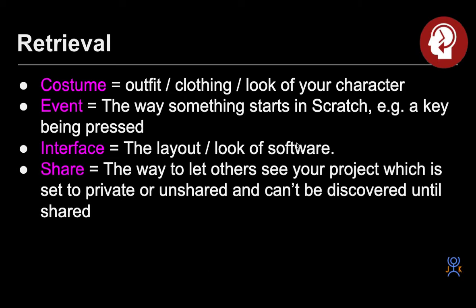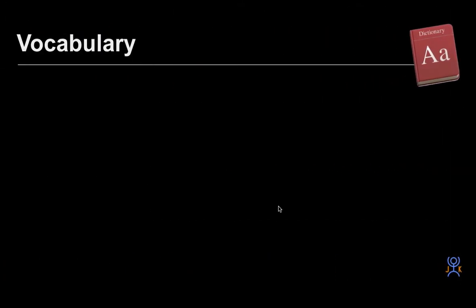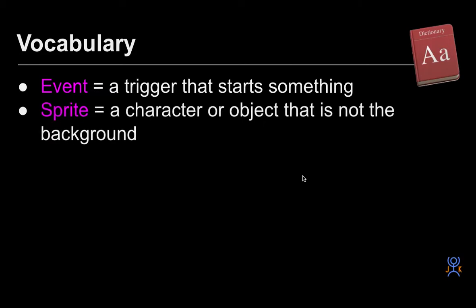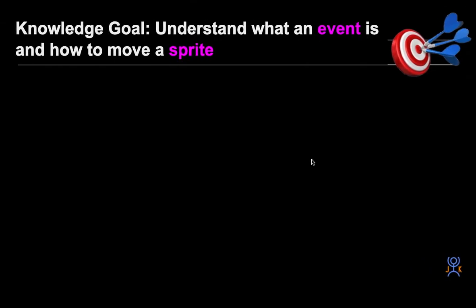And sharing is the way to let others see your project, which is generally set to private or unshared by default. So vocabulary for this week: a reminder that an event is a trigger that starts something, for example key pressing. A sprite is a character or object that is not the background, quite important. A stage is the game area, the area in which the sprites are going to perform their tricks.